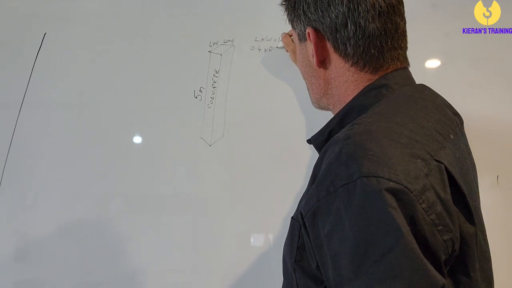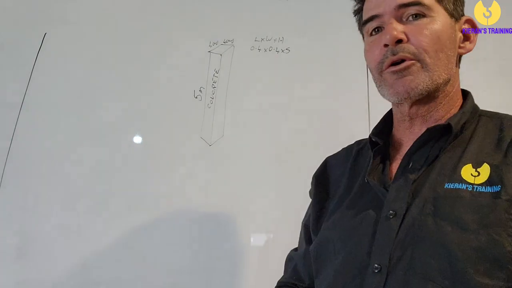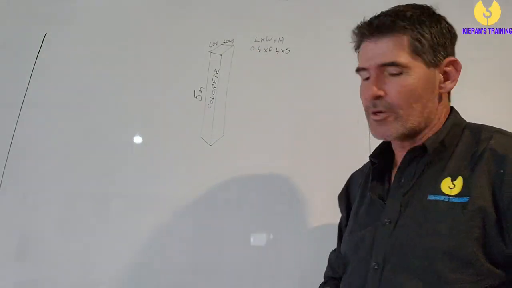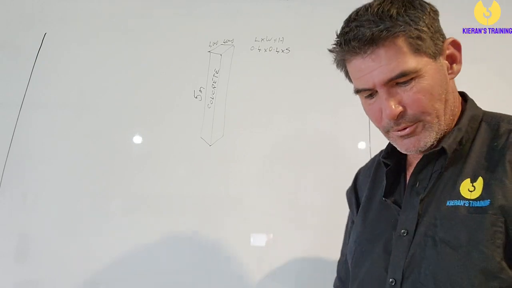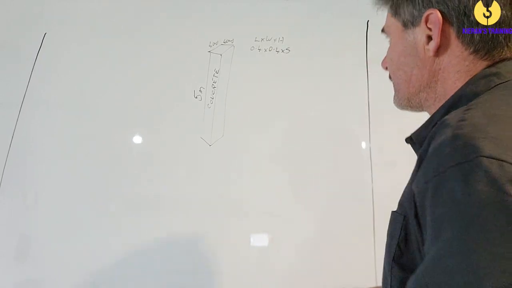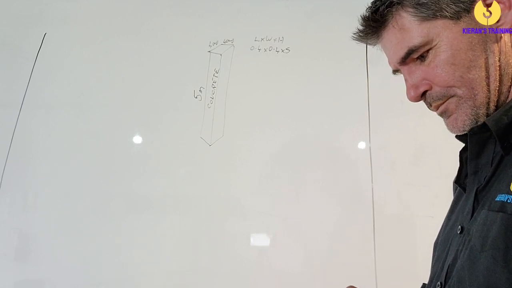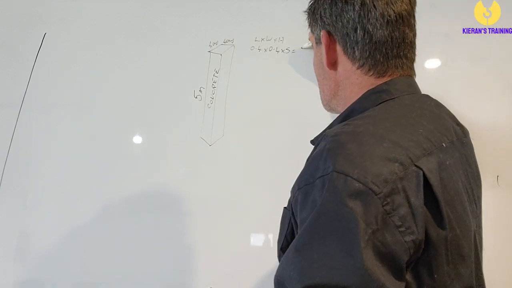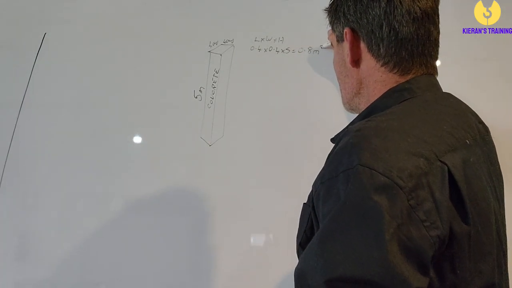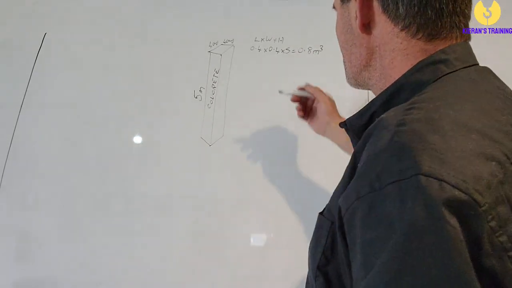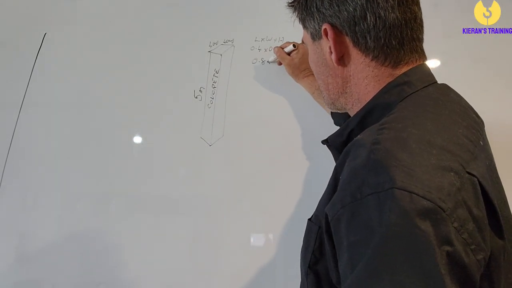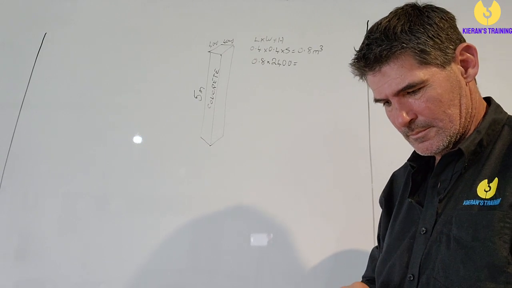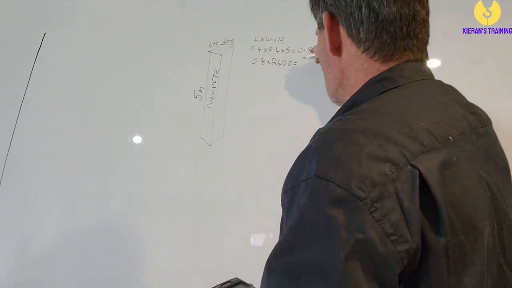Okay, so 0.4 times 0.4 times 5. Remember, we are working out cubic metres, so that 400 millimetres we need to convert to metres, all right? So that equates to 0.4. So 0.4 times 0.4 times 5 equals 0.8. So the volume is 0.8 metres cubed. To find the weight, it's made out of concrete, so 0.8 times 2,400 for concrete equals 1,920 kilos.